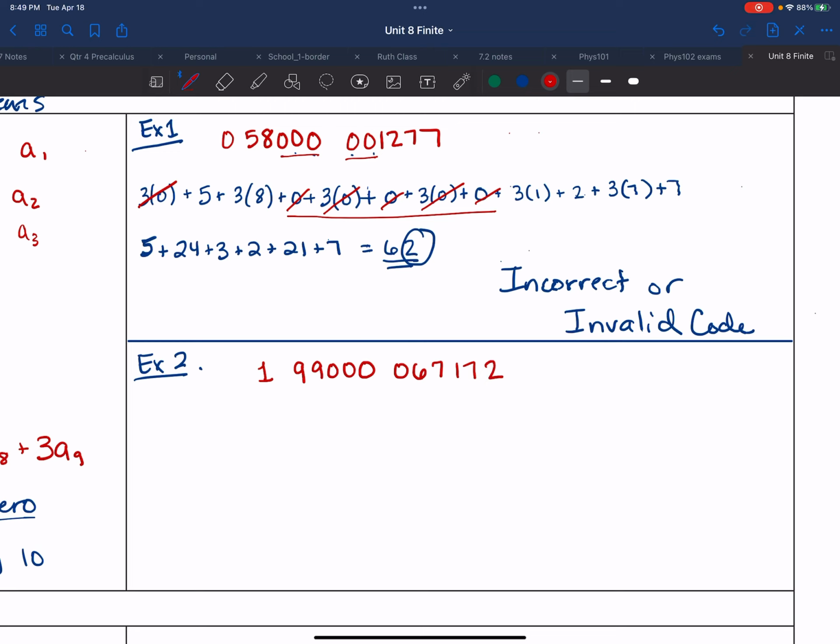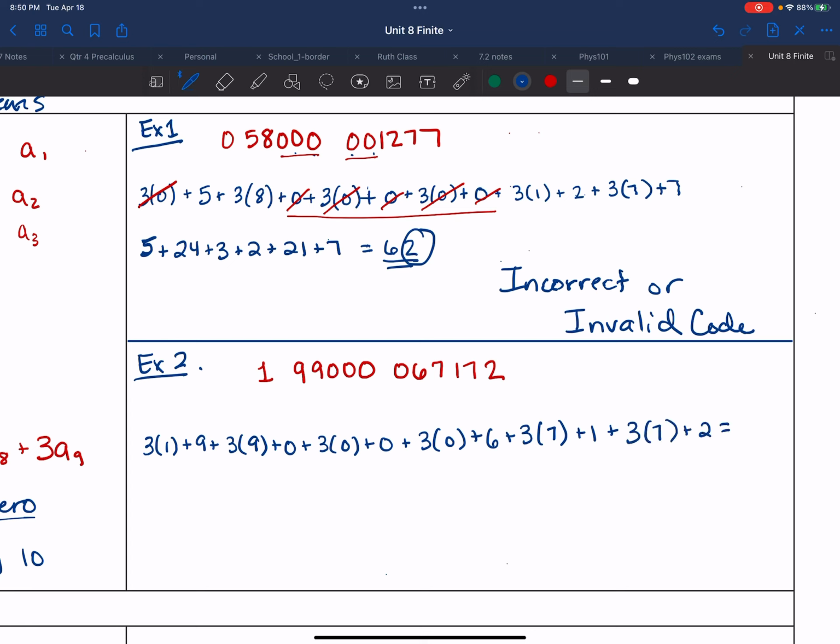1, 7, 2. Okay. So if I go ahead and do my formula here, so 3 times 1 plus 9 plus 3 times 9 plus 0 plus 3 times 0 plus 0 plus 3 times 0 plus 6 plus 3 times 7 plus 1 plus 3 times 7 plus 2.